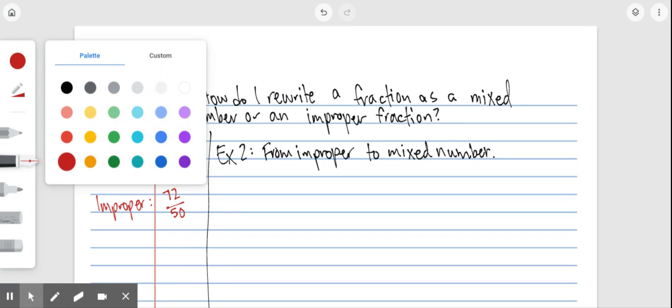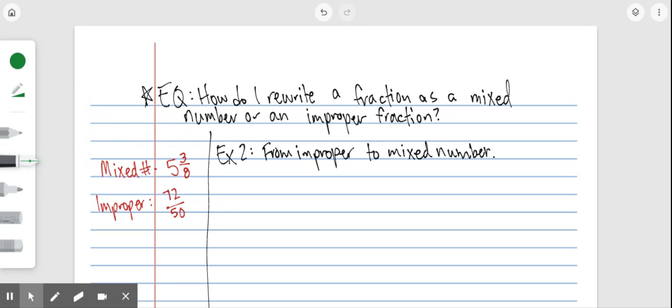All right, so when we're doing example 2, from an improper fraction to a mixed number, we're going to start with a fraction that's written as an improper fraction. Let's start with something quick, like 5/3. So 5/3 is an improper fraction because the number on the top is bigger. So this one's improper.